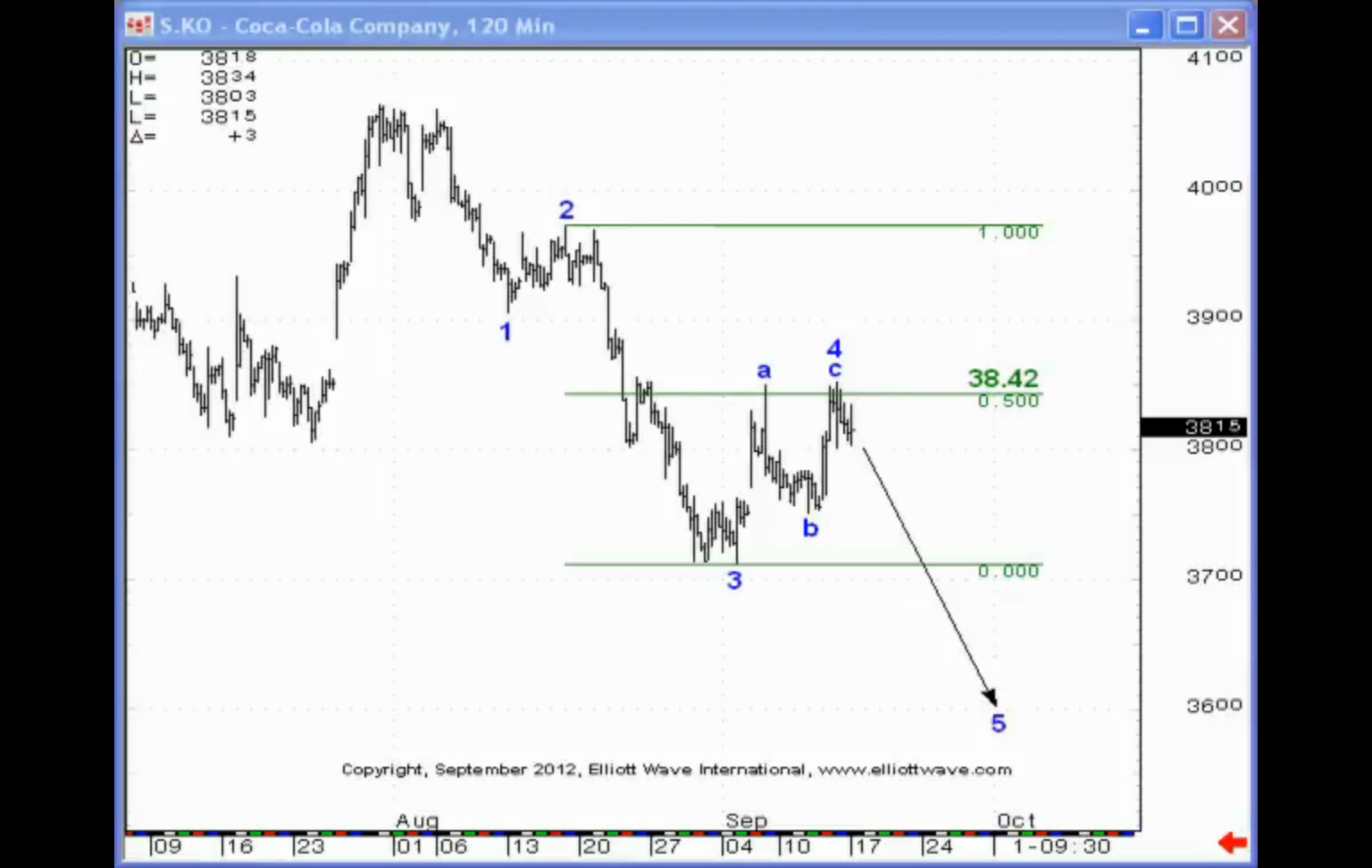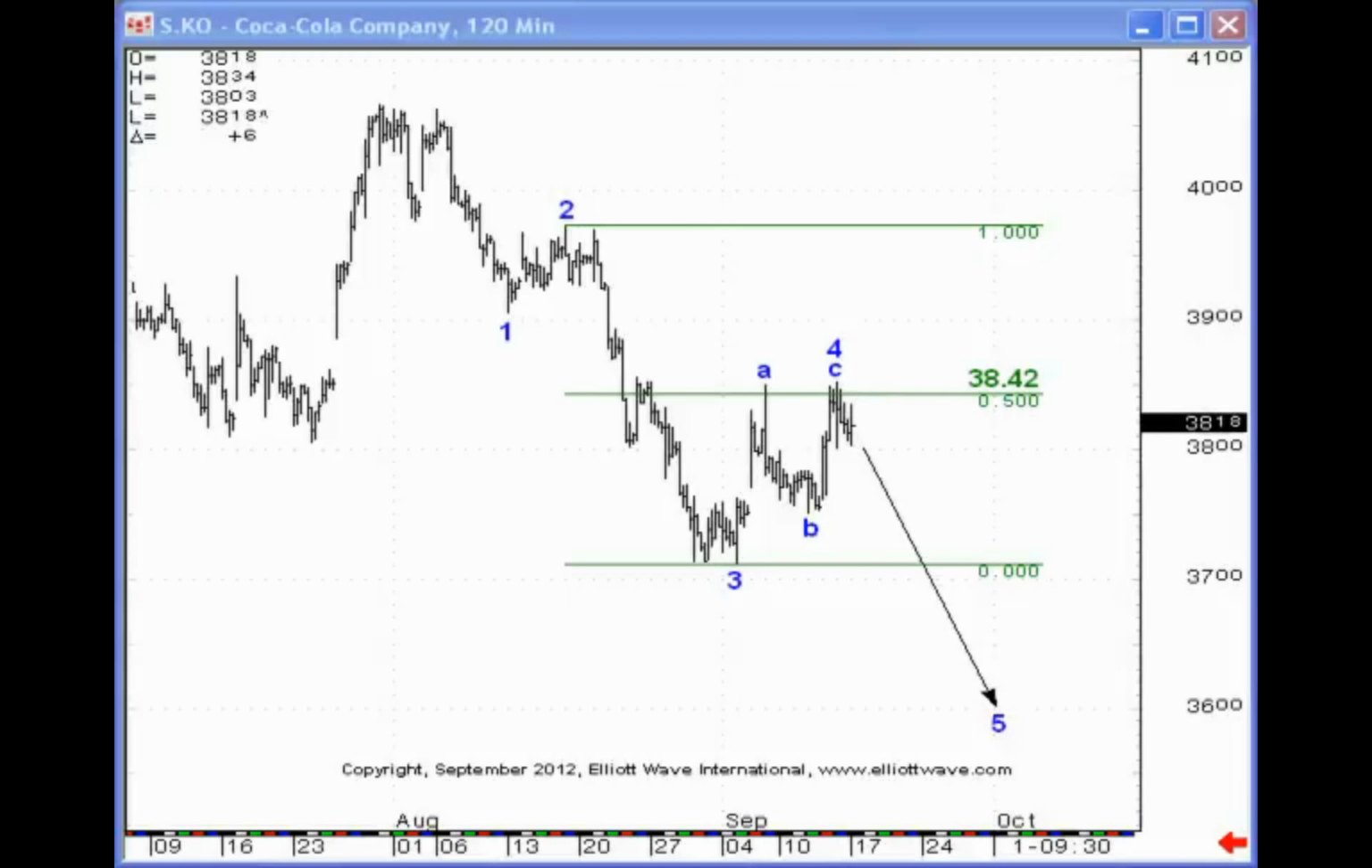Today we're going to examine where fourth waves most often terminate. And we're going to apply three guidelines to actually help us identify just that. We're going to examine Fibonacci retracements. We're going to examine the Elliott wave guideline concerning the depth of corrective waves. And we're also going to look at wave relationships.